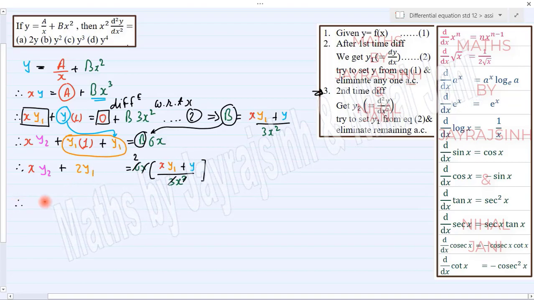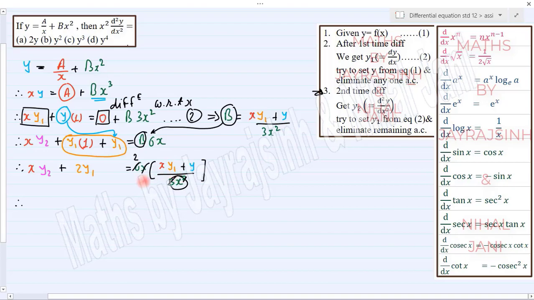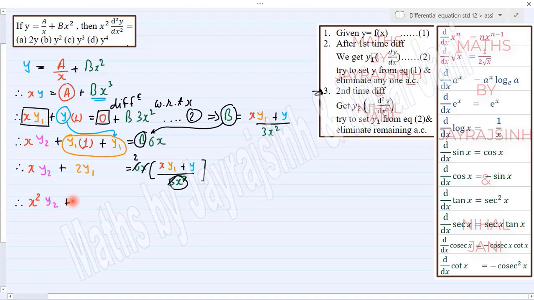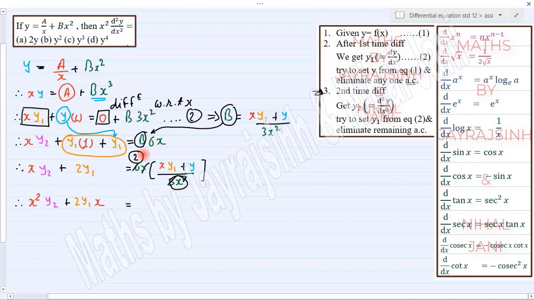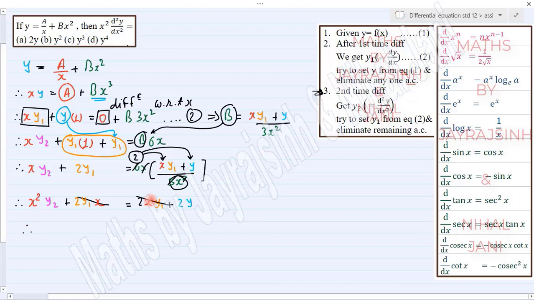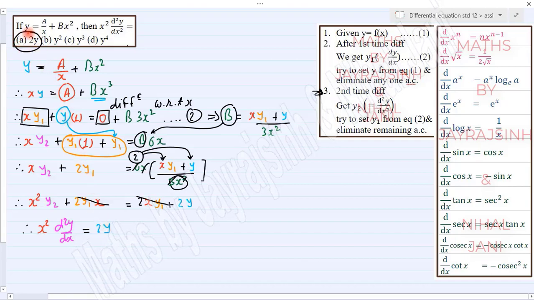Now, in further simplification, we have to multiply our remaining x on the left side. So we will get x square into y2 plus 2y1 into x is equal to, on the right hand side, we multiply 2 with xy1, we get 2xy1, and 2 multiplied with y gives us 2y. Now here 2xy1 will cancel out, and we will get x square into y2, or we can say d square y by dx square, is equal to 2y, which is given in option A. Ta-da!